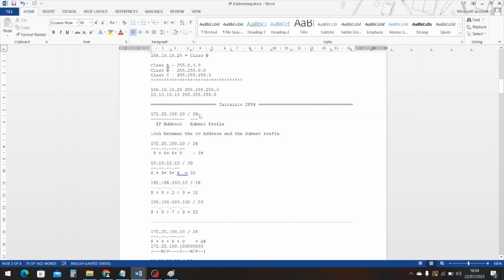So this is the first step that you need to know when you are doing the calculation. The subnet prefix and the IP address is associated. The link between the IP address and the subnet prefix is what you need to know.